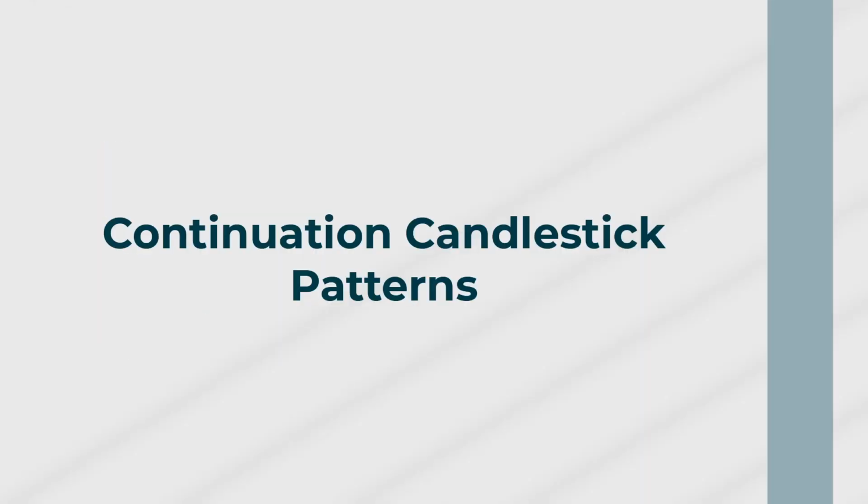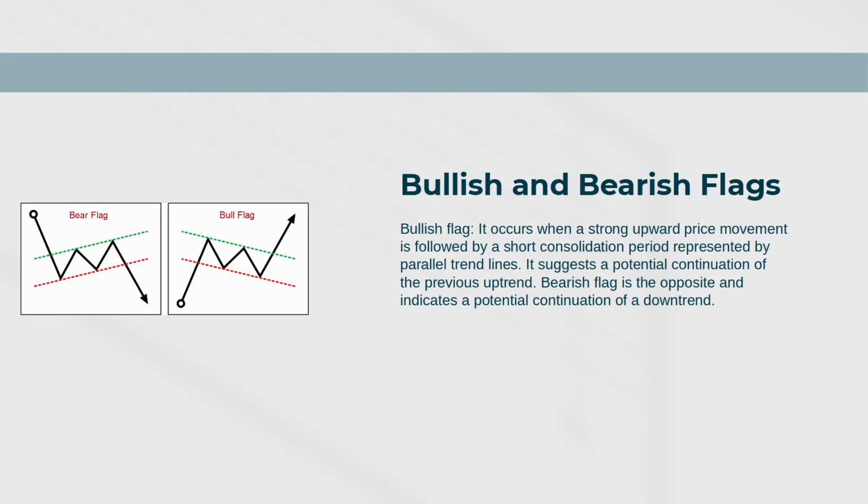Continuation candlestick patterns. Bullish and bearish flags. Bullish flag. It occurs when a strong upward price movement is followed by a short consolidation period represented by parallel trend lines. It suggests a potential continuation of the previous uptrend. Bearish flag is the opposite and indicates a potential continuation of a downtrend.